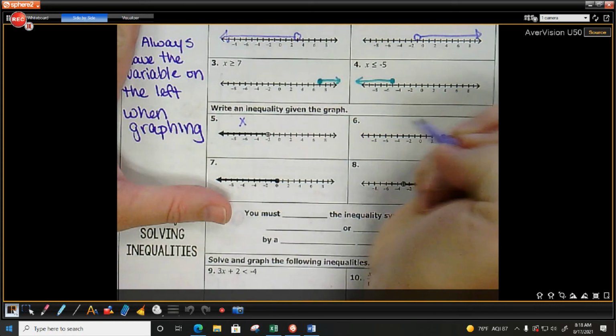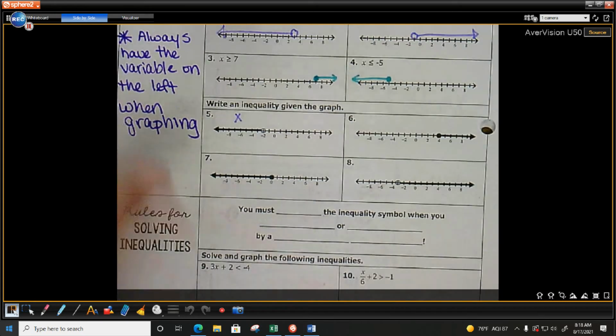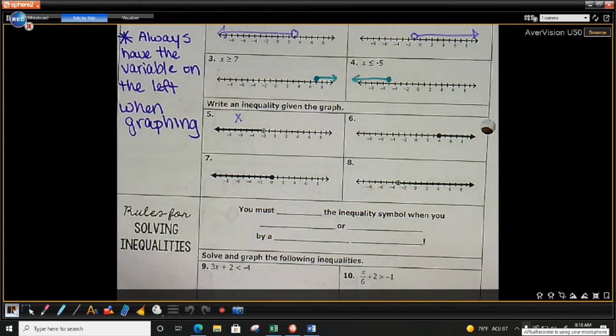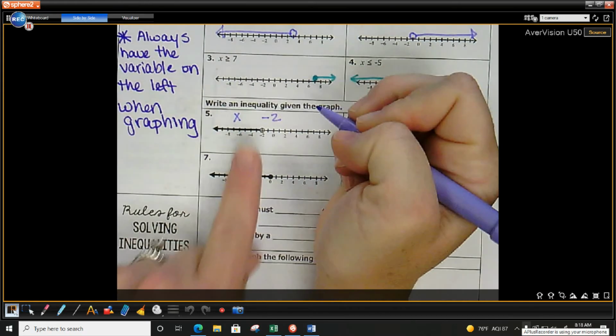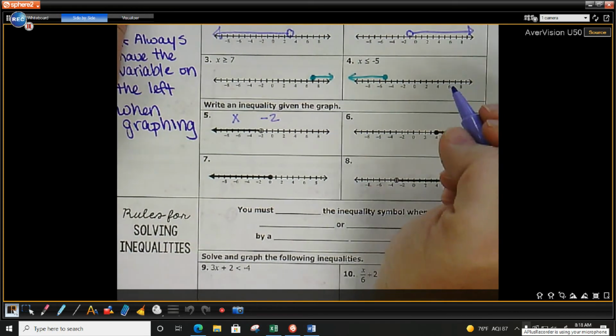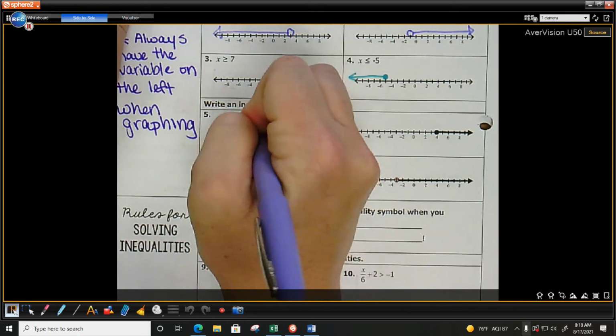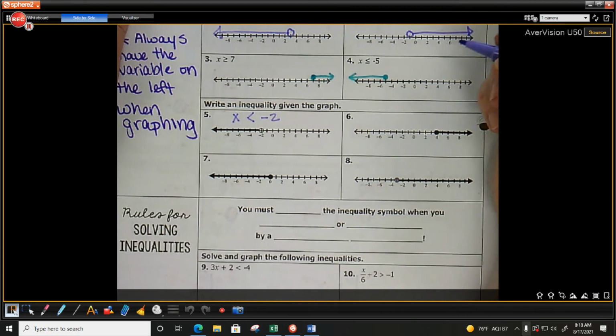-2. So leave space for your inequality and then put -2. Which way is the shading? To the left or to the right? To the left. So should it be a less than or greater than? Less than. So put a less than sign. Should I put an equal to under it? No. Why not? It's open. It's an open one, meaning -2 is not a solution. Okay? So there's my answer. Good?